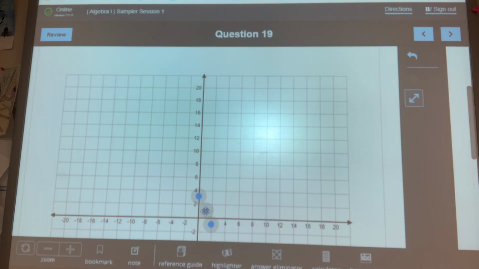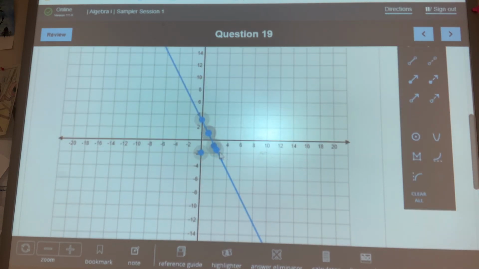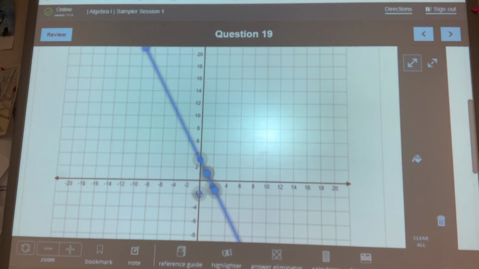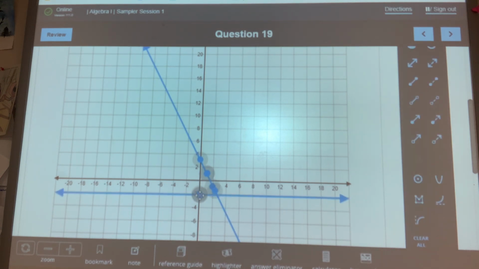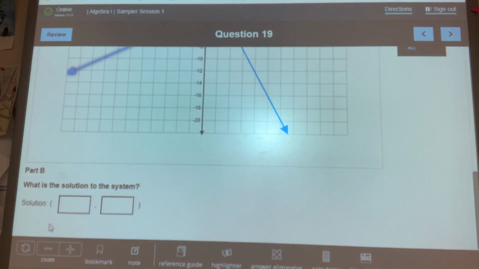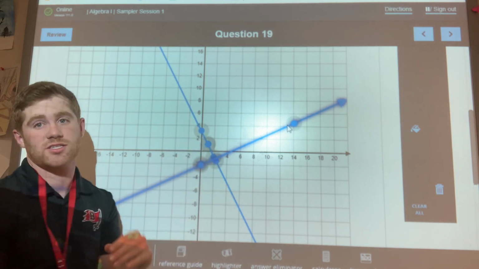Let's see if I can do this here. The other line starts at -2, so I put a dot at -2. It goes up 1 over 2. So I go up 1 over 2, and I can already see where this is going to intersect. So the line is going here. Okay, so they cross at over 2 and down 1. So I'm going to say over 2 and down 1 on that one. Okay? Because the answer to a system when we're graphing is where they cross.